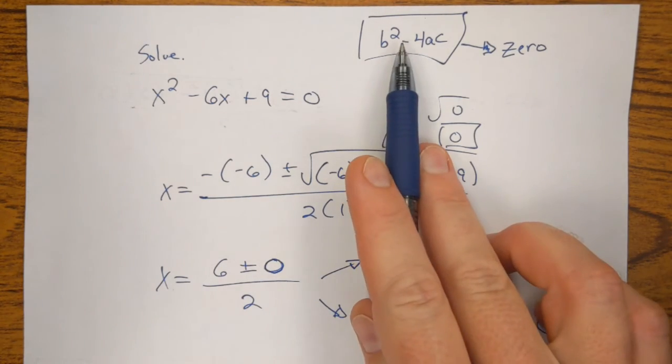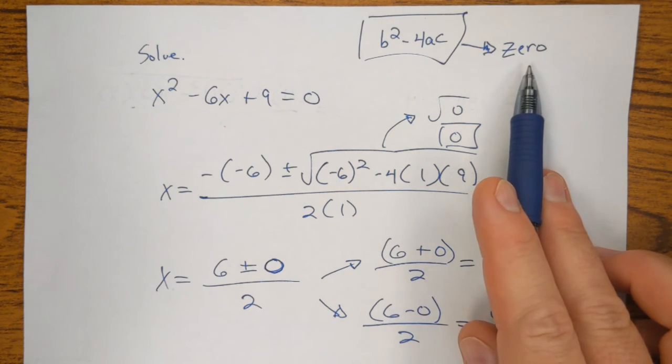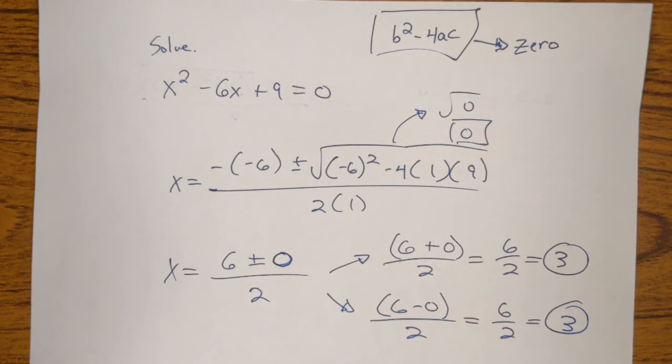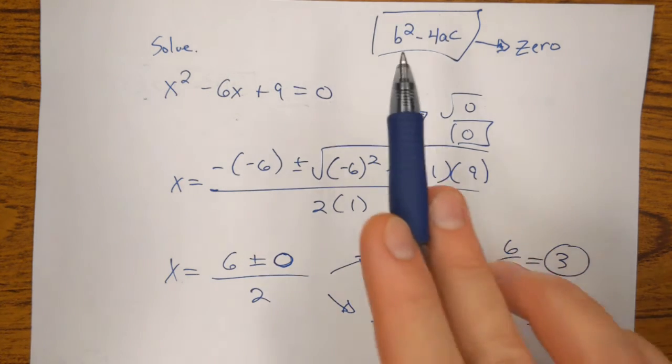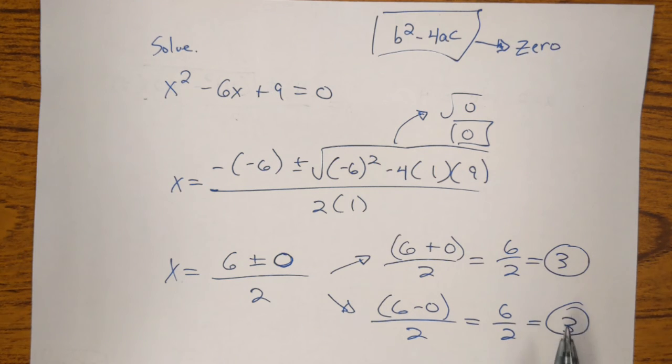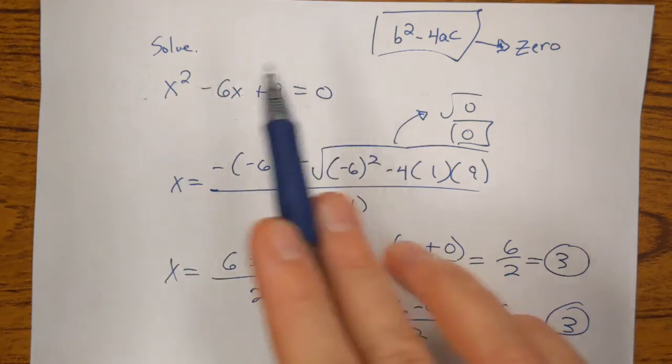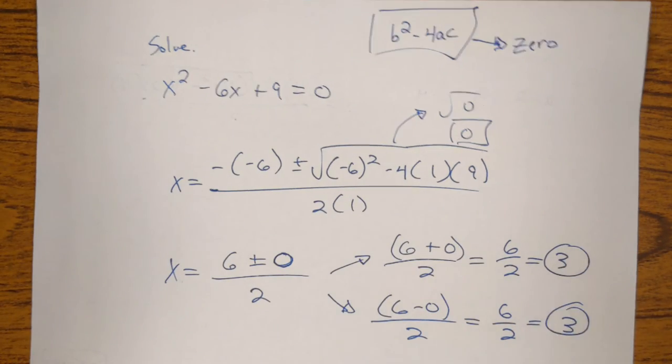This is called having a discriminant equal to 0. And something really unique happens in this case. If this number is 0, then it doesn't matter if you do a 6 plus 0 divided by 2 or a 6 minus 0 divided by 2. If your discriminant is 0, then you're going to actually get the same answer twice, no matter what the rest of the equation looks like.